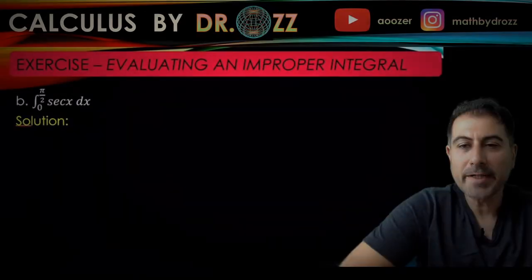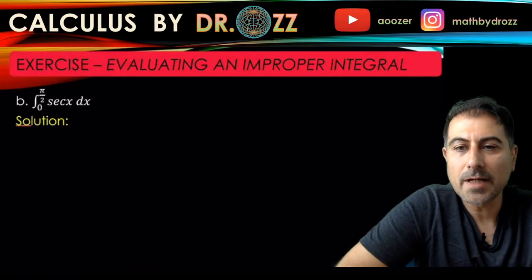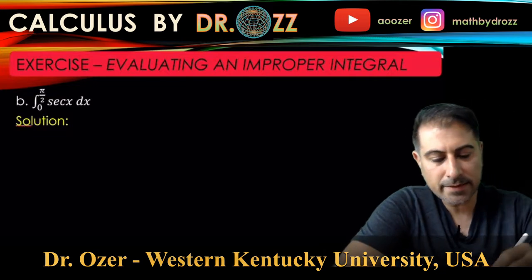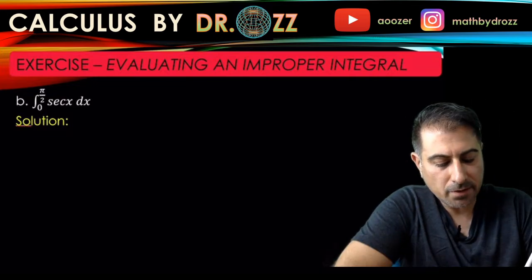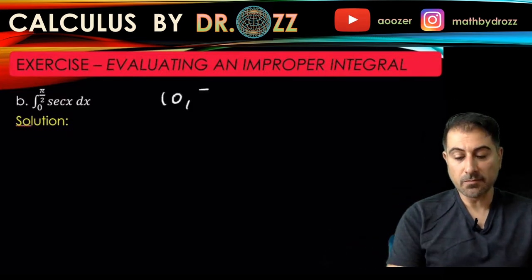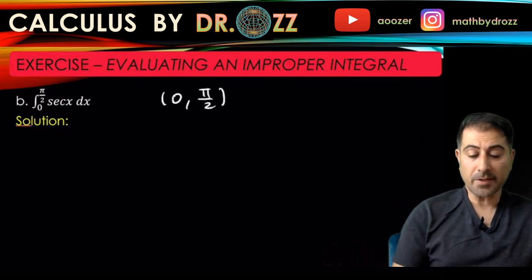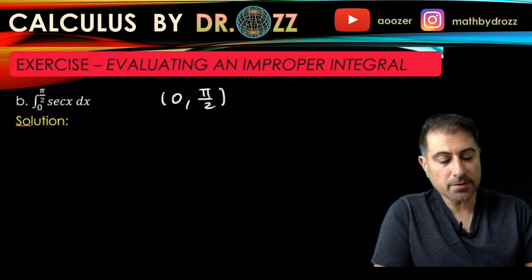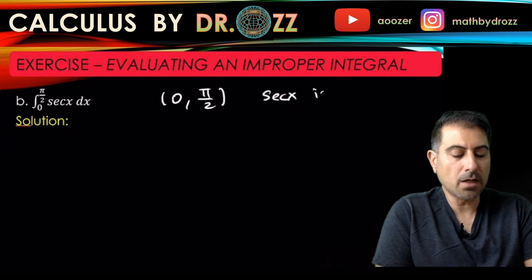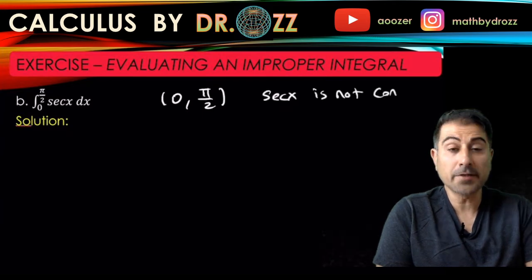All right, let's continue with part B. So I have the integral from 0 to pi over 2 of secant x dx. The interval of integration is 0 to pi over 2, and this doesn't involve any infinity in any of those limits. That's good. However, secant x is not continuous on the interval of integration.